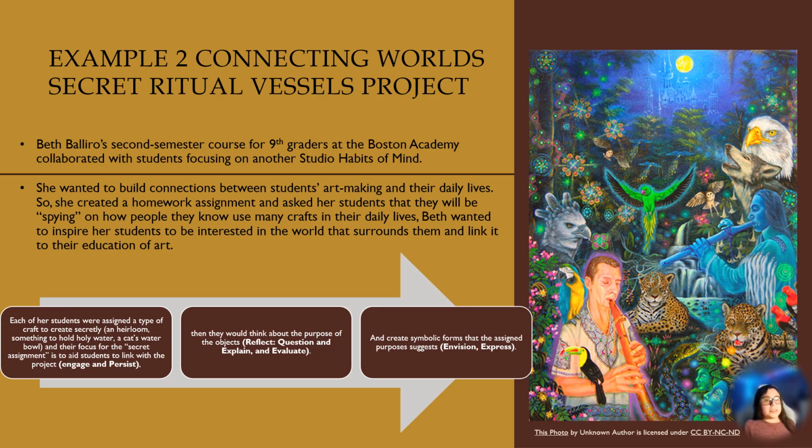The first one is each of her students was assigned a type of craft to create secretly. It could be an heirloom, something to hold holy water, or a cat's water bowl. The focus of the secret assignment is to help students link with the project, which is to engage and persist. Then they would think about the purpose of the project, which is to reflect, question, explain, and evaluate. And then they would create symbolic forms that the assigned purpose suggested, which is envision and express.